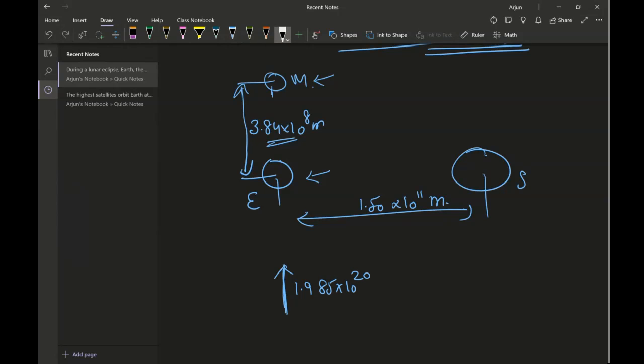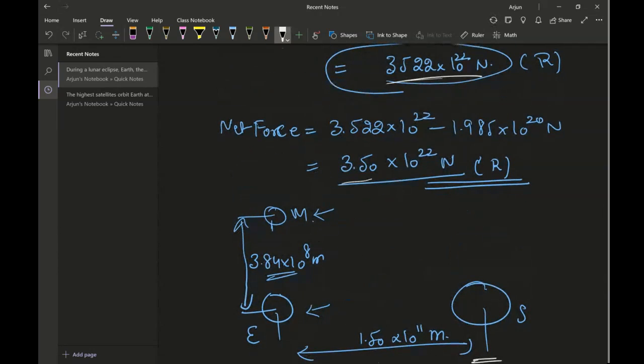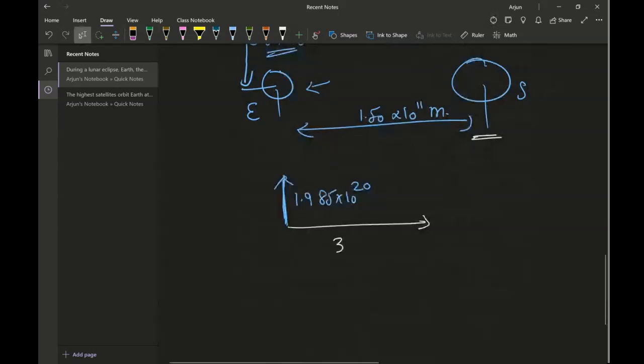And same thing is going to stay with the sun also. And this force will come out to be how much? This will be the same as the previous one, 3.522 times 10 raised to power 22 newton.